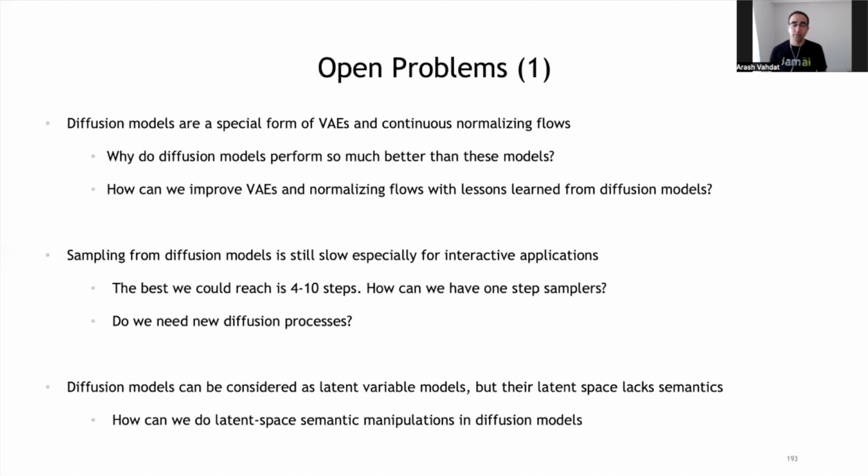Diffusion models, very similar to VAEs or GANs, can be considered latent variable models, but their latent space is very different. For example, in GANs, we know the latent space often has semantic meaning, and using latent space manipulations, we can come up with image editing or image manipulation frameworks. But in diffusion models, the latent space does not have semantics, and it's very tricky to come up with latent space semantic manipulation. So part of the problem here is how we can define a semantically meaningful latent space for diffusion models that allows us to do semantic manipulations.